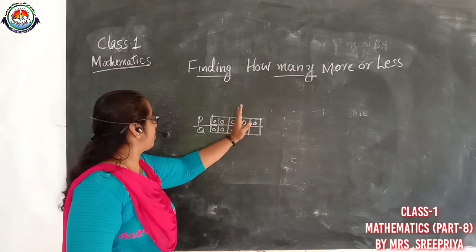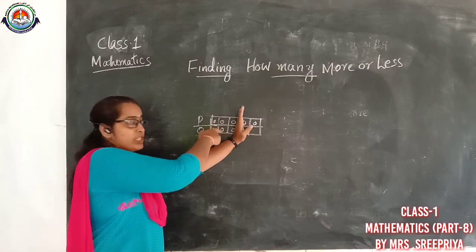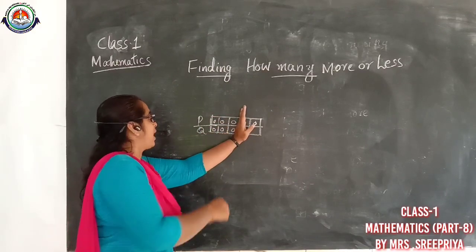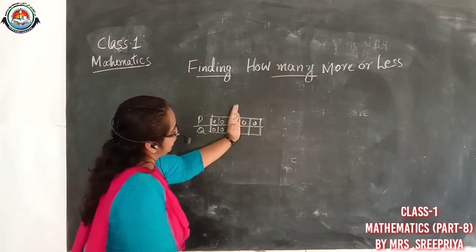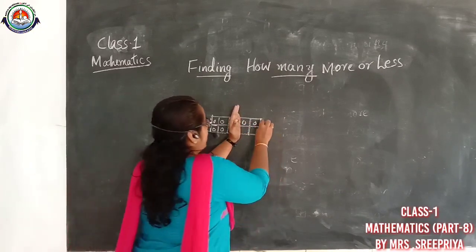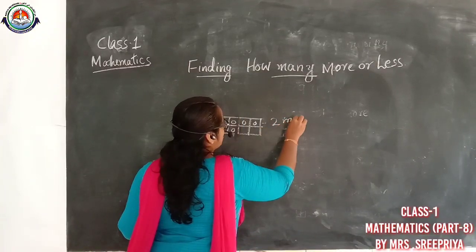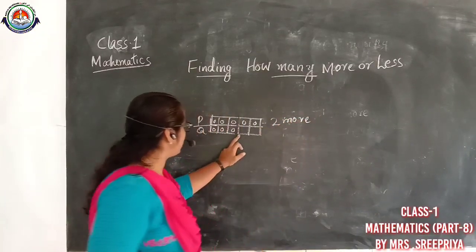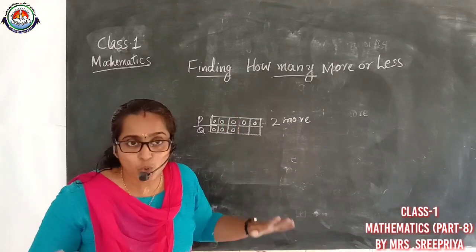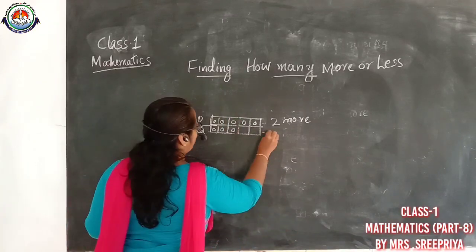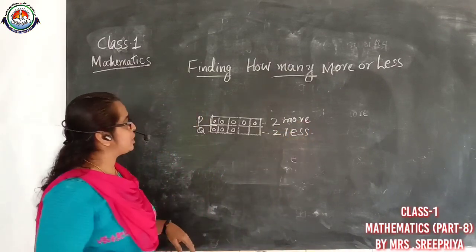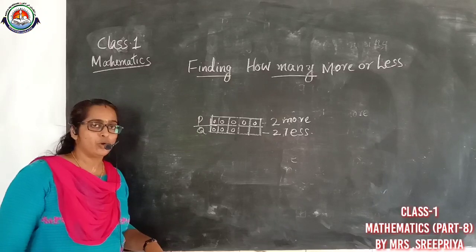Yes, we can check it by first taking both the same number and hiding them like this. Then we can check how many are there. Balance 2. Very good. That means 2 more. And what about this here? 2 empty boxes are there, no? So that means 2 less. Very good. 2 less. All of you write this in your notebook. Copy it in your notebook.